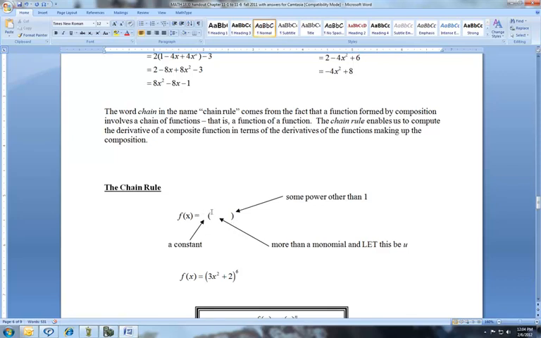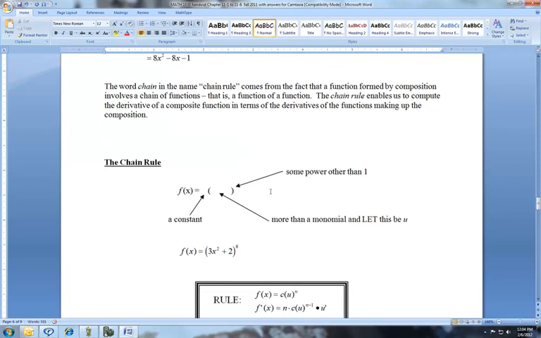So I will have a parentheses, I'll have a constant, it has to be a number, a constant in front of the parentheses. Inside the parentheses, more than a monomial, and we can let this be u, and then this exponent on the back, some power other than 1. So I've got f of x is equal to this quantity raised to the 6. So my constant in front of the parentheses is 1. This is definitely more than a monomial, and this is going to be my exponent, which is not 1.